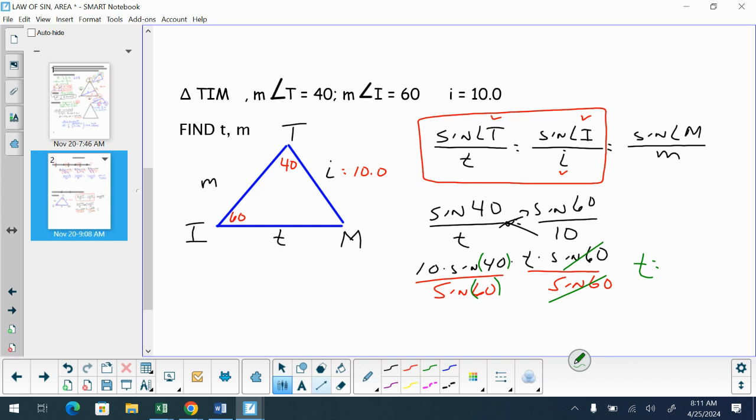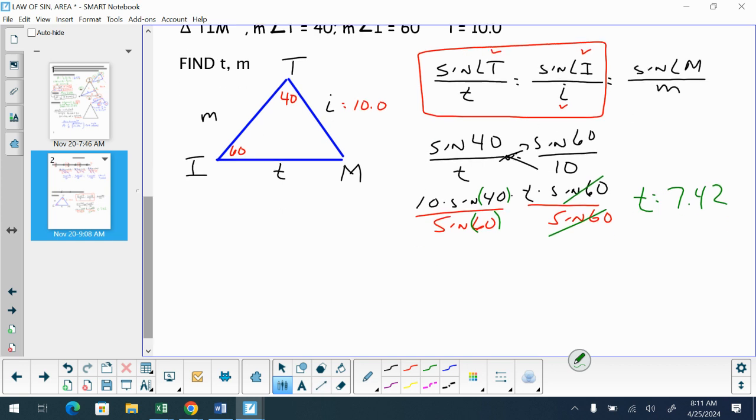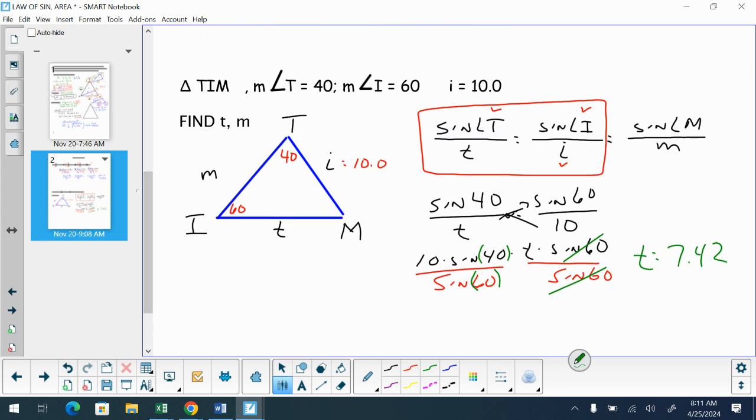Kaylee, what do you come up with? 7.42. Yes, no, maybe so? Go with that? Yep. All right. So that finds little t. Now, I know 2 sides here. I cannot use the Pythagorean theorem, though, because I don't have a right triangle. So we have to go back to square one here.